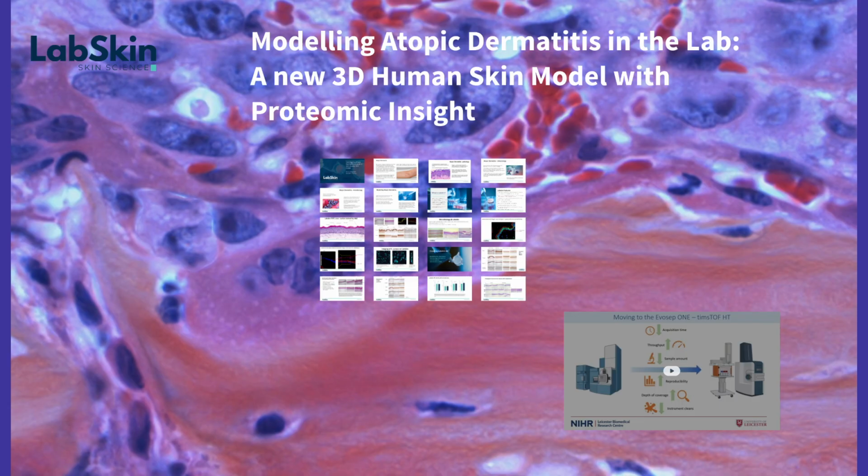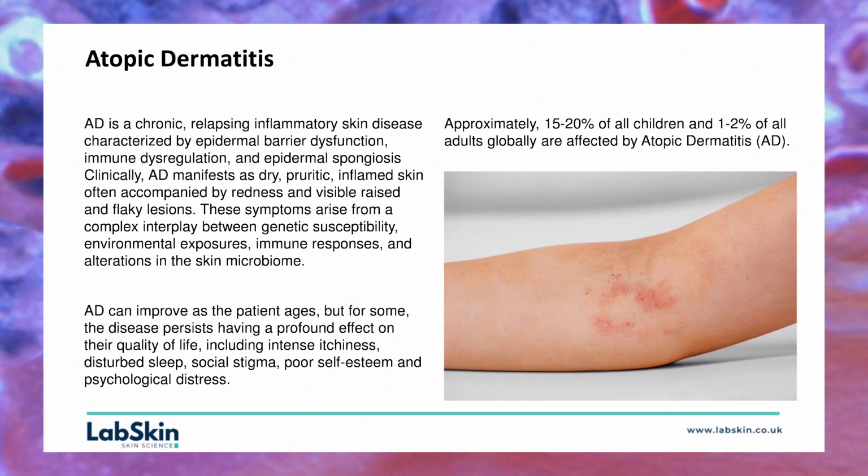I'm Dr. Nicola Kingswell and I'm the Scientific Director here at Labskin Limited, and I'm going to talk to you today about how we at Labskin have developed a new in vitro 3D human skin equivalent model to model atopic dermatitis. So what is atopic dermatitis? It's a chronic relapsing inflammatory skin disease characterised by epidermal barrier dysfunction, immune dysregulation and epidermal spongiosis. Clinically, atopic dermatitis manifests as dry, pruritic, inflamed skin, often accompanied by redness and visible raised and flaky lesions.